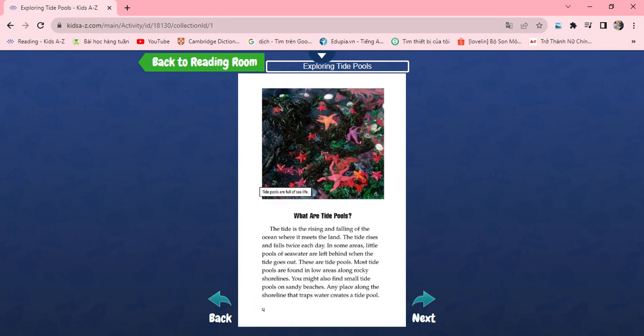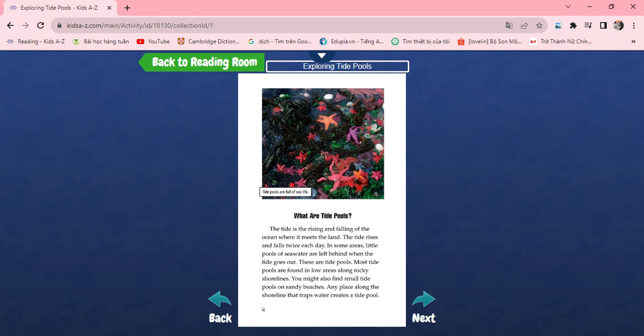What are tide pools? The tide is the rising and falling of the ocean where it meets the land. The tide rises and falls twice each day. In some areas, little pools of sea water are left behind when the tide goes out.